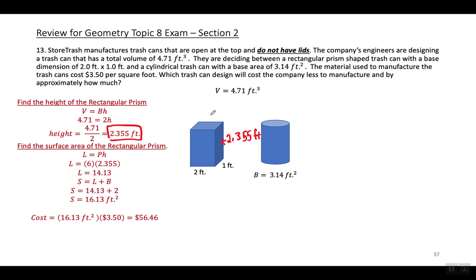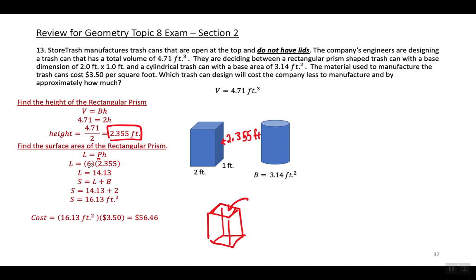And then the next step is to find the surface area, because I'm just reading the question: the material used to manufacture the trash can. The material is going to cover the surface area of this trash can for everything except the top part because it has no lid. So basically, we got to find the surface area of this rectangular prism and leave out the top base. That's what I'm doing here. First, I get the lateral area, which is the perimeter of the base times the height.